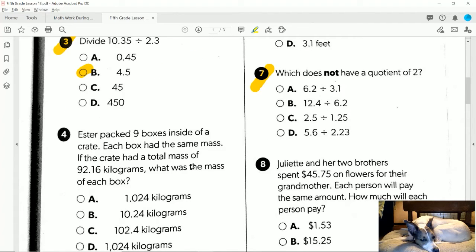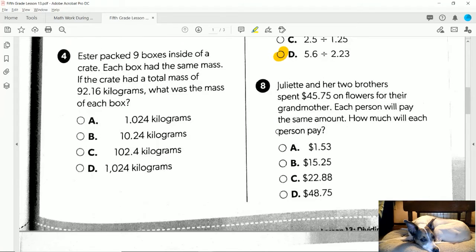Number 7, which does not have a quotient of 2? So my first option definitely has a quotient of 2. The second option also has a quotient of 2. The third one has a quotient of 2. The last one, if I were to take this number and double it, I would have 4.46, not 5.6. So that would be letter D.